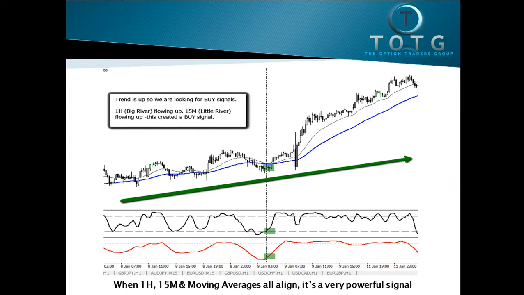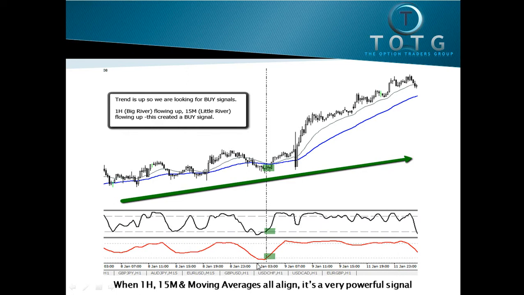Okay, so the trend is up, so we're looking for buy signals. As you can see, the trend is up. The moving averages are moving in an upward direction here. You're going to have the 1 hour, the big river flowing up, and the 15-minute little river flowing up. This created a buy signal. So let's look at the example here. This line here indicates the entry point.